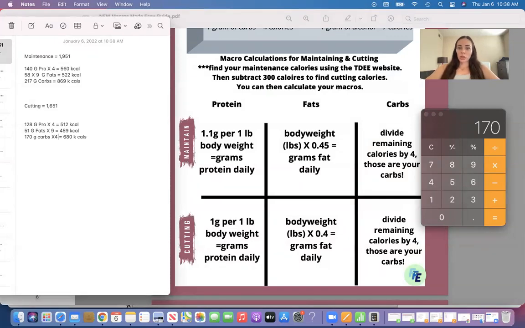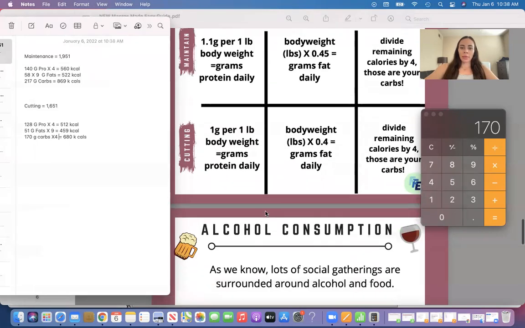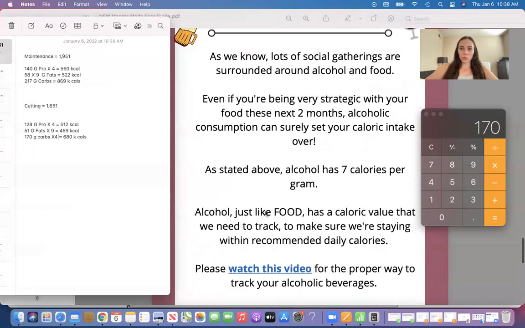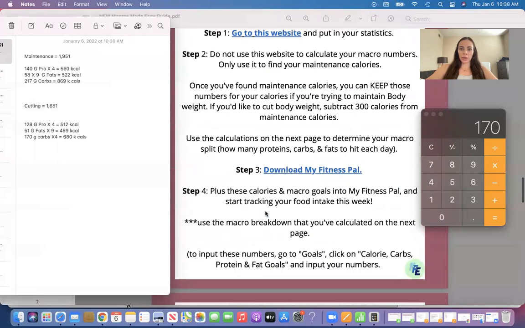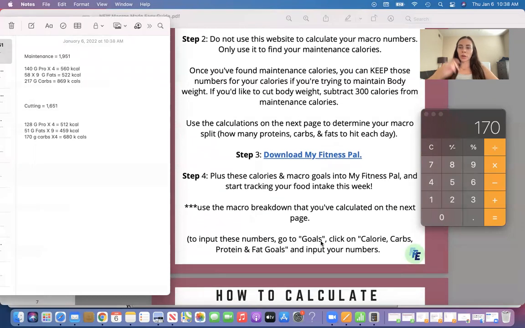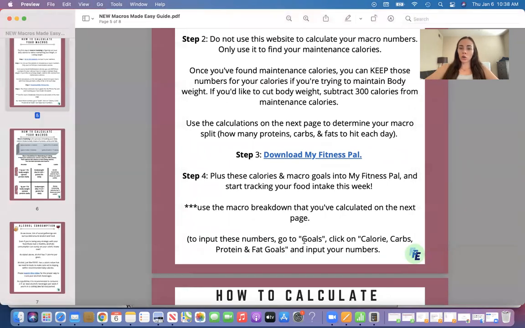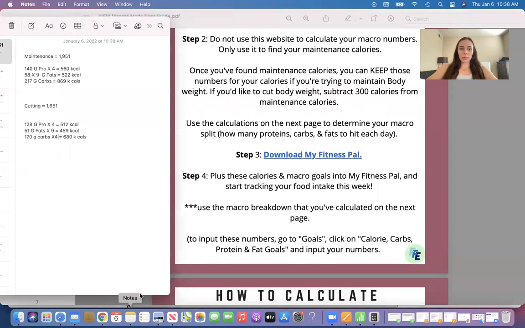Once you have these numbers, you're going to want to go to MyFitnessPal. You're going to want to download MyFitnessPal. And then the basic steps, guys, in order to put these into MyFitnessPal and start tracking your macros is you're just going to, first of all, decide if you're at maintenance or cutting. And then from MyFitnessPal, you're going to go to the settings category. You're going to click on goals. Then you're going to click on calorie, carb, protein, and fat goals. And you're going to input these exact numbers of macros that we've calculated for you.